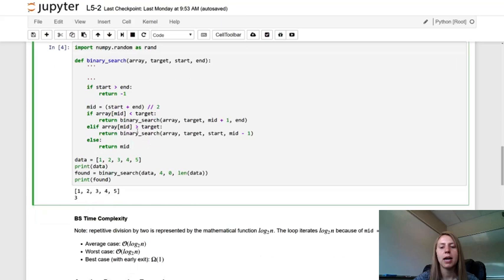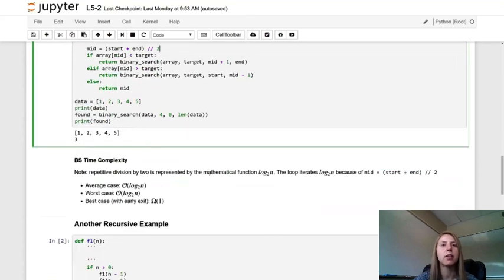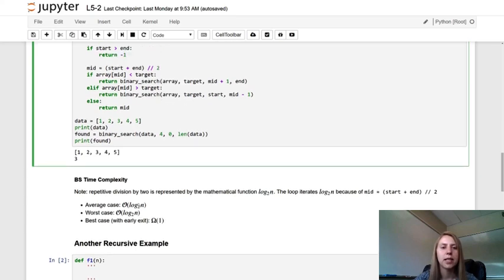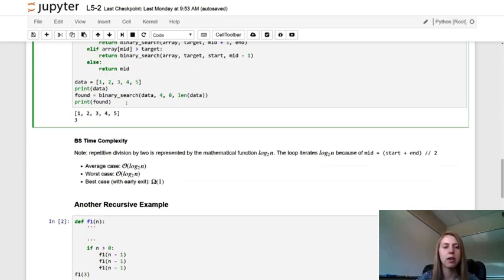So this repeated division by 2 is represented by the mathematical function log base 2 of n. Because of our mid, which is start plus end, integer divided by 2, we're always halving the amount of search space we have to look through for a target. So this is a logarithmic function. Average case and worst case are logarithmic, and the best case is omega of 1 with early exit. That would mean there would be some code that, when the target matches the current value at mid, then the function is going to exit early and not search any further.